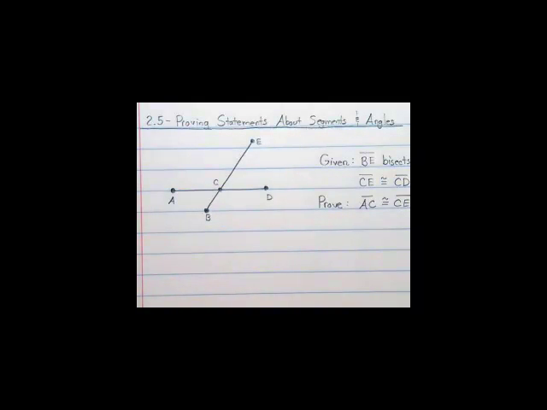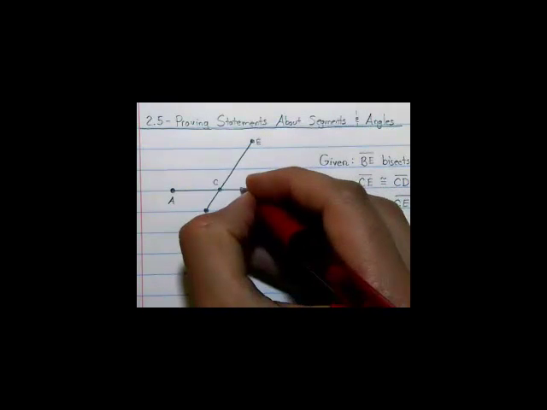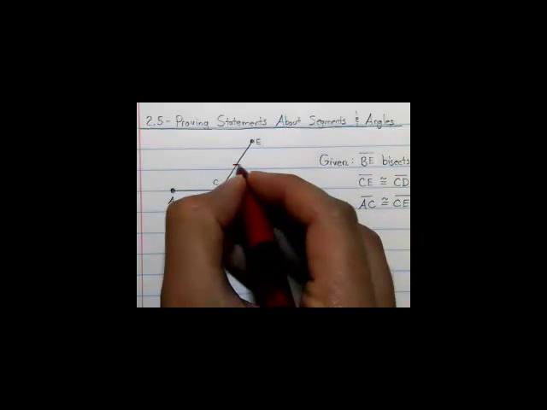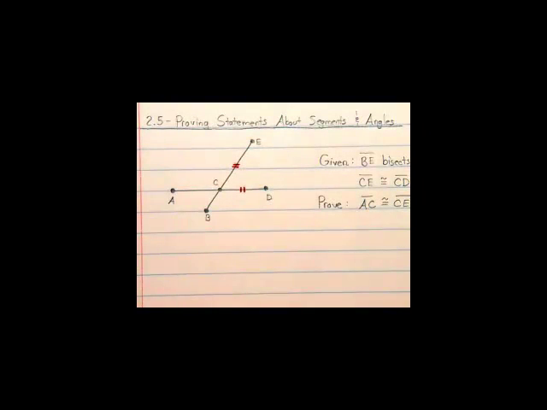Okay, and I said the first thing we want to do is look at the given information and mark the picture accordingly. Okay? So BE bisects AD and CE is congruent to CD. So the bisects thing, we can't really mark that up just yet the way that that's written, but CE being congruent to CD, we can certainly mark that in the picture. So we're given that this segment and that segment right there are the same length. Okay? And we want to prove that AC is congruent to CE.